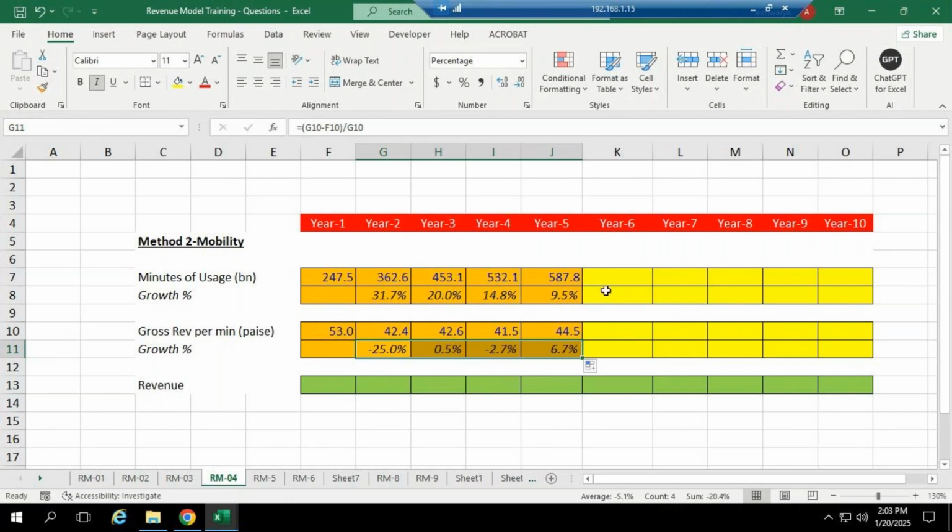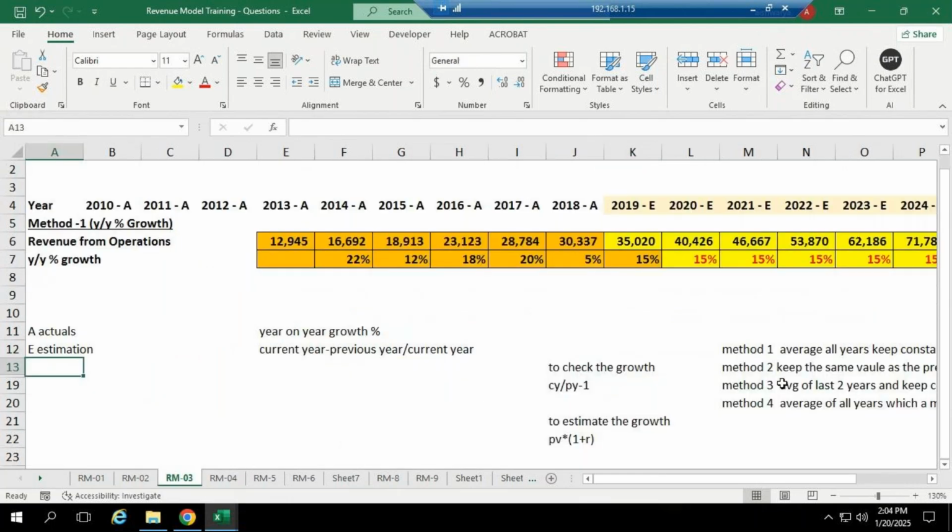Now what is the year on year, that means the estimation of sales. Let us calculate the moving average. In this, there are totally four methods. Being a financial analyst, within these four methods, which method will you prefer to calculate here?